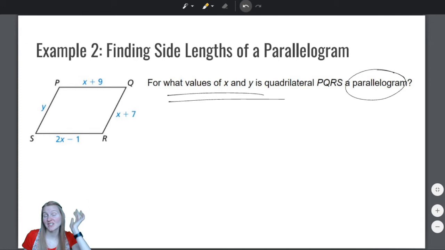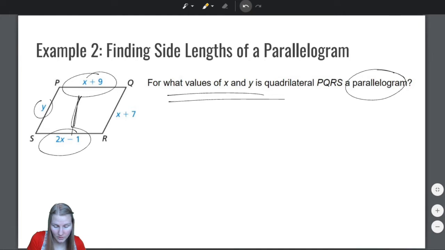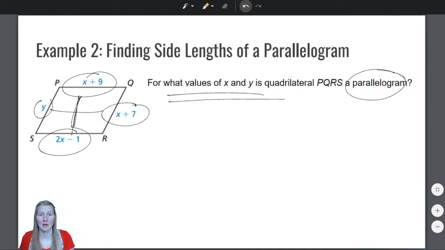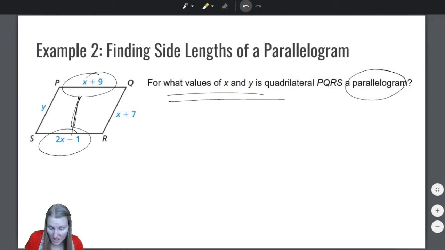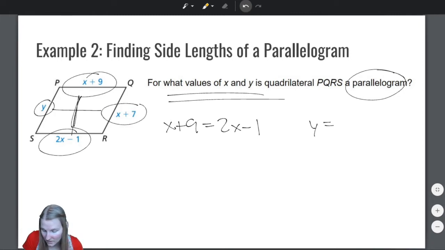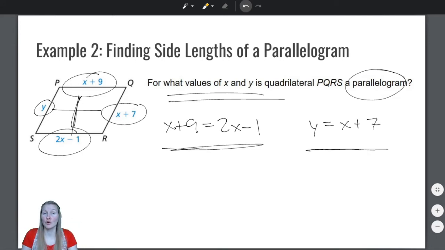So, the opposite sides converse says if opposite sides are congruent, then I have a parallelogram. So, if I make sure that x plus 9 is equal to 2x minus 1 and that y is equal to x plus 7, if I make sure that these things are true, then I have to have a parallelogram. Because if opposite sides are congruent, then I have a parallelogram. That's what the parallelogram opposite sides converse says.